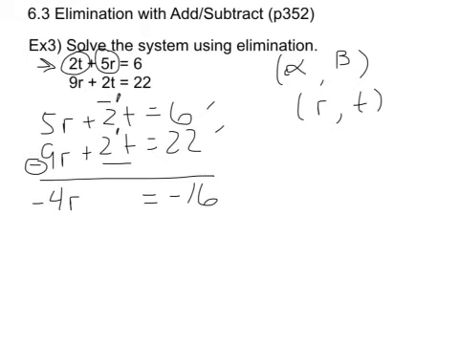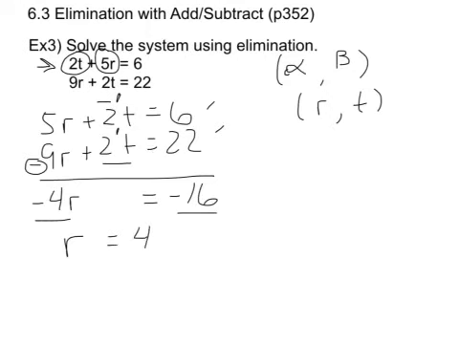Now, the only thing when you're subtracting, you've got to remember that when you subtract a negative, that's the same as adding a positive. This problem is nice to us. It doesn't give us that problem. That is something you do need to be aware of. Okay, so now we've got negative 4r equals negative 16. We need to divide by negative 4. Divide by negative 4, we get r equals 4.